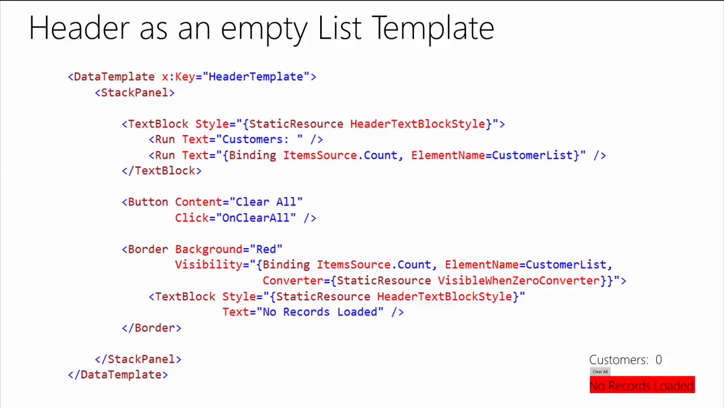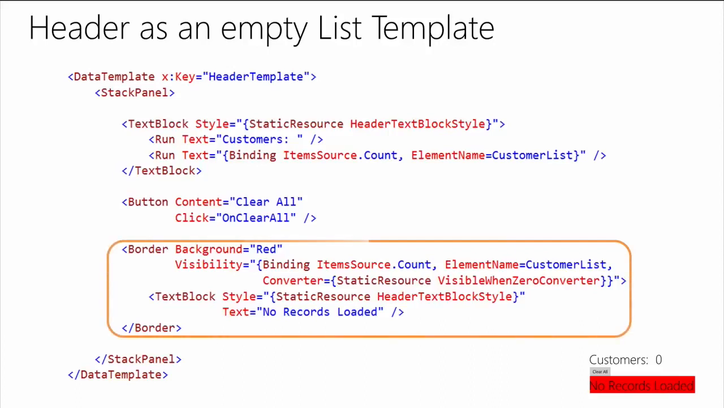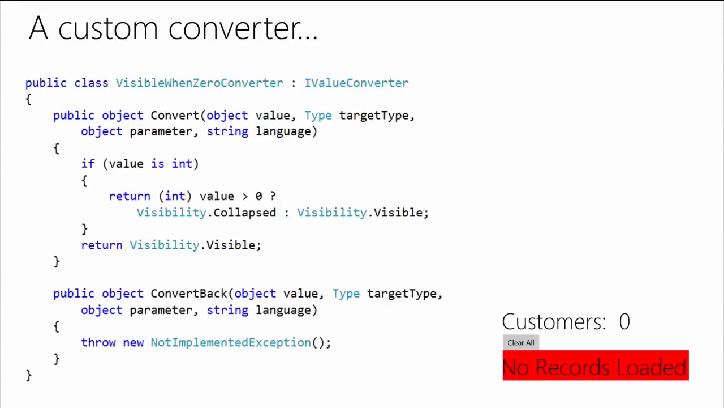Here is where we introduce the header as an empty list template concept, that we have this area that is the background that comes in and is displayed when the visibility converter detects that we have 0 elements in there. Yeah, very nice. And this is that converter, right? This is that converter. It checks first to see that it is the integer. Then if it is greater than 0, returns collapsed. That's it. Little ternary operator that seems nice and simplistic.